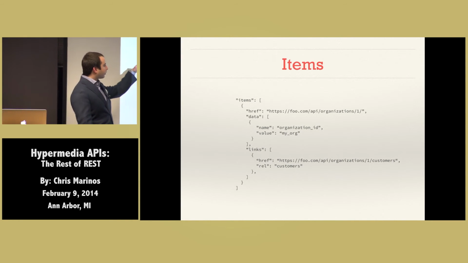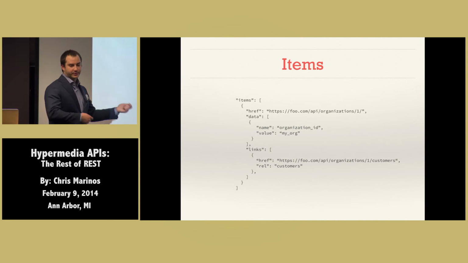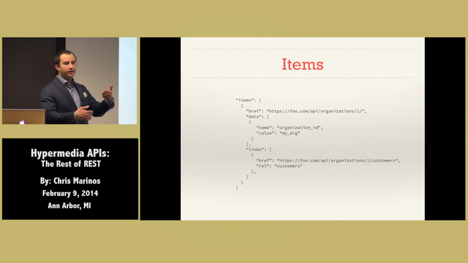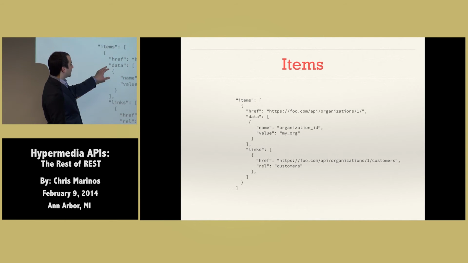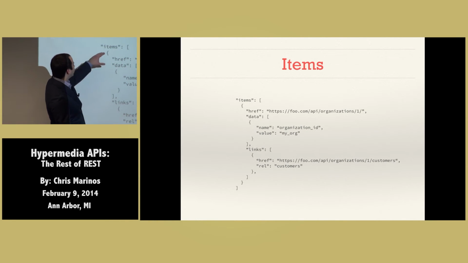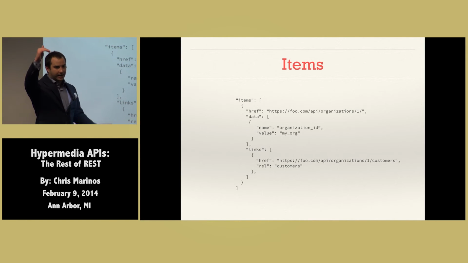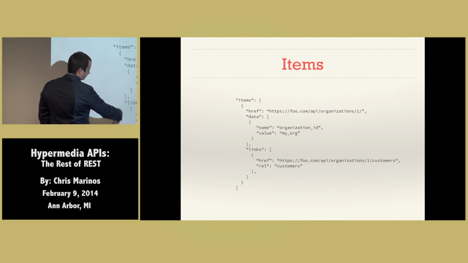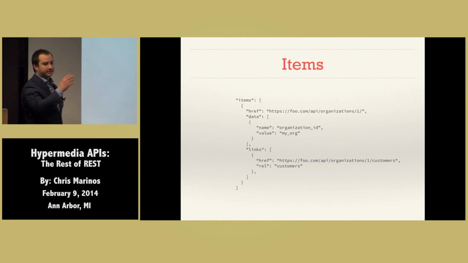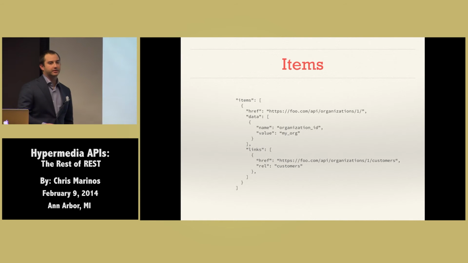So this is saying organizations can have customers associated with them. There's a one-to-many mapping, and this is how I'm modeling it in collection plus JSON, saying, okay, you can go to this URL and find this customer, and we could maybe repeat this. And this whole items array, you'll see an example of where I have a bunch of them, but the idea is that this up here can be repeated. So you can have another item below with another href, data associated with it, and links associated with it.